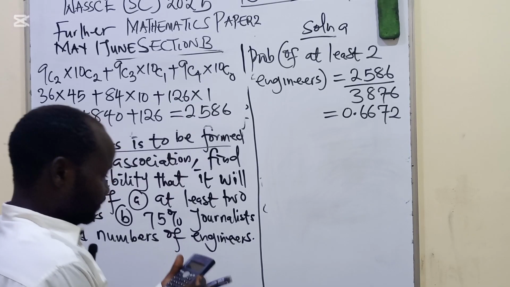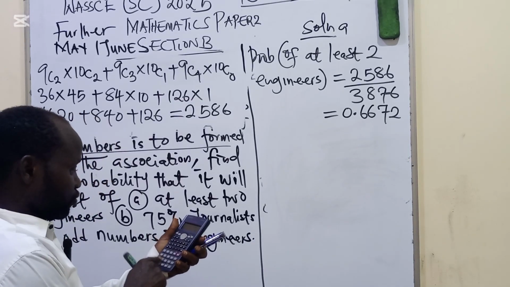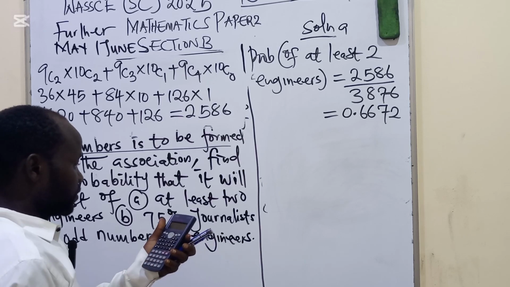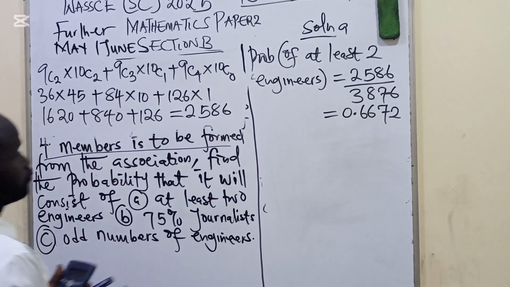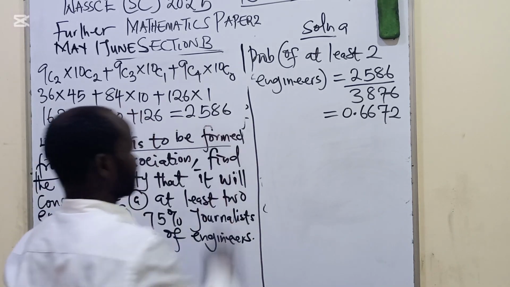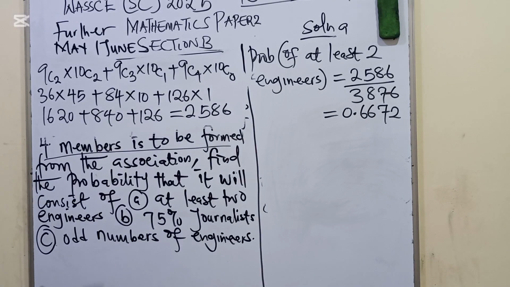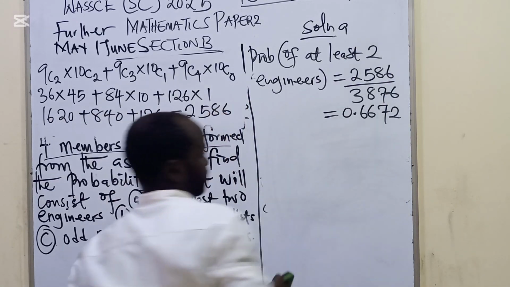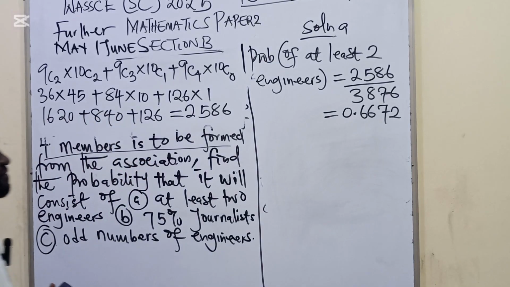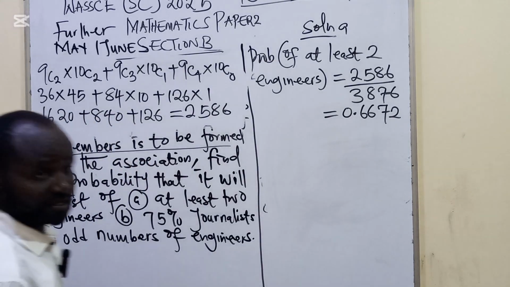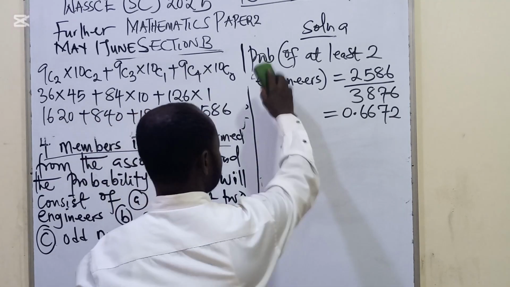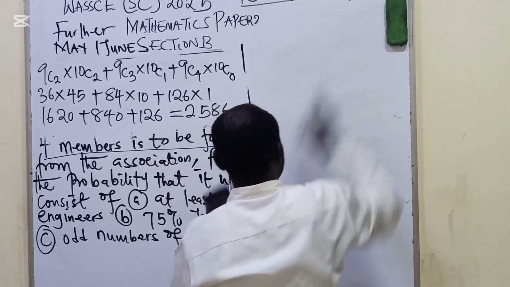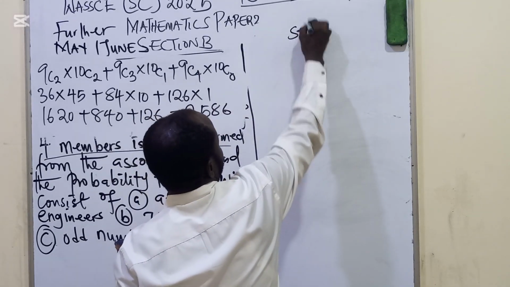Let's still check, 2586 divided by 3876 is 0.6672 to 4 decimal places. So this will be the solution to question A: 0.6672, or 2586 divided by 3876. Permit me to clean this so that we can move to B. Solution to B now. Very important.